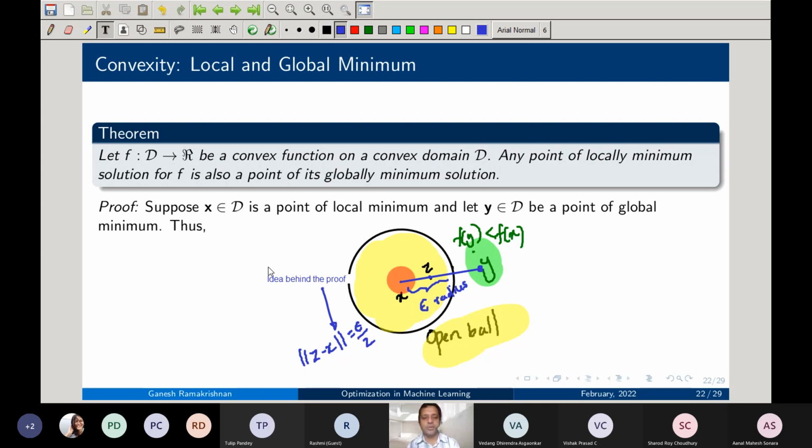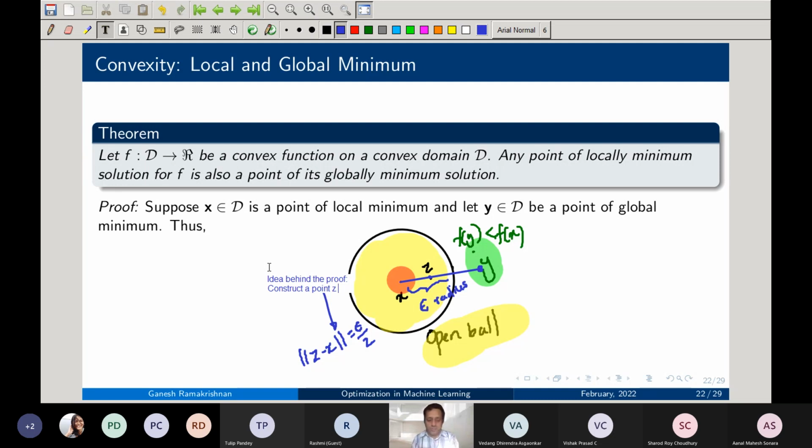So the idea behind the proof is that we'll say, if your point of global minimum is different from your point of local minimum, you can actually find another point which is a point of global minimum. So you're constructing... what is the idea behind the proof? Construct a hypothetical point Z. Okay.